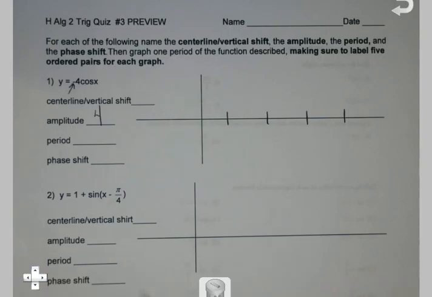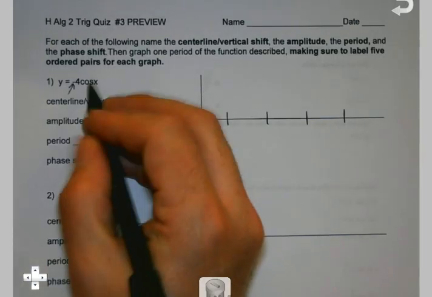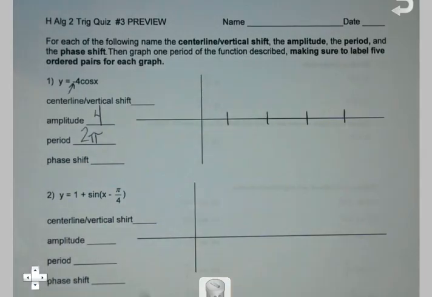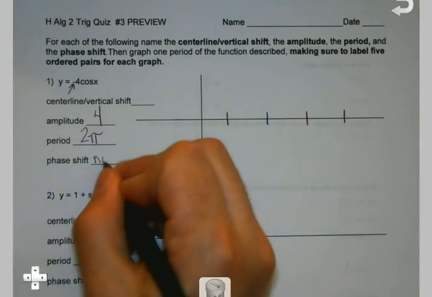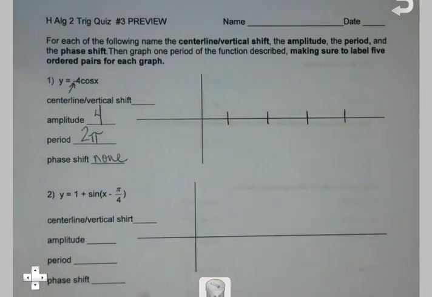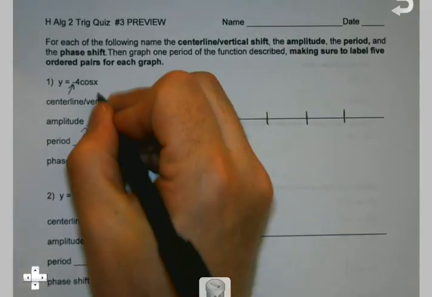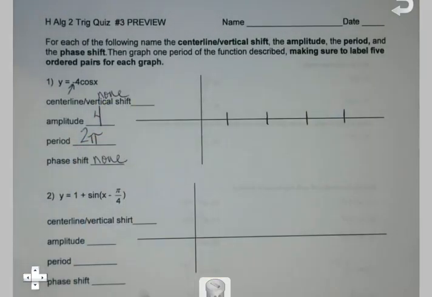As far as the other parts go, I don't have a b value that's going to change my period, so I just leave that alone. I don't have any phase shifts going on, at least with this one, so that's not a big deal. And then we get to a concept that's a little bit interesting to think about. Vertical shift, there's none, not for this one. But there's another part of this we can think about. We'll do that in a second.